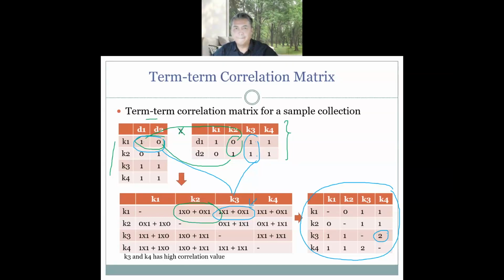Okay, any question? If you, okay, can you type number 4 now? Do you have any question?